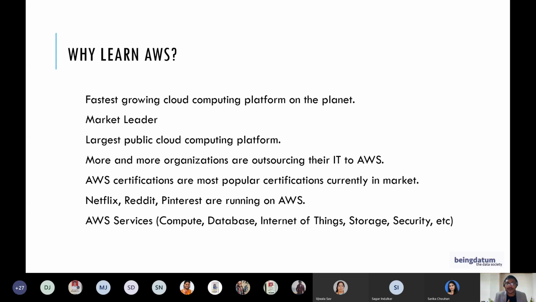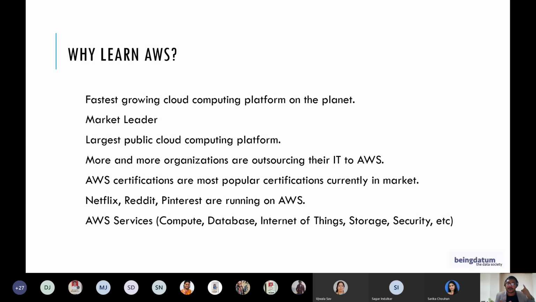So AWS is very important because, as I said, it's the market leader, the largest public cloud computing platform with more than 100 services. AWS certifications are the most popular certifications currently in the market. The bigger brand names and companies you see every day, like Netflix, or that you use day to day like Reddit and Pinterest, all are running on AWS.